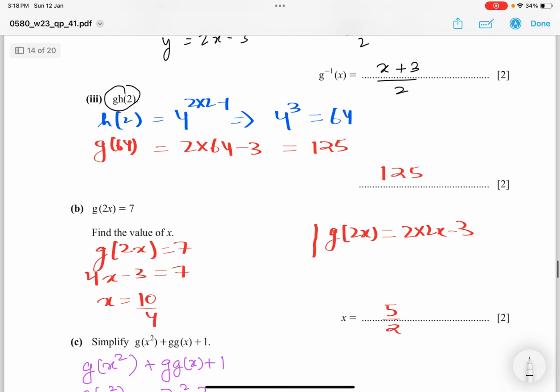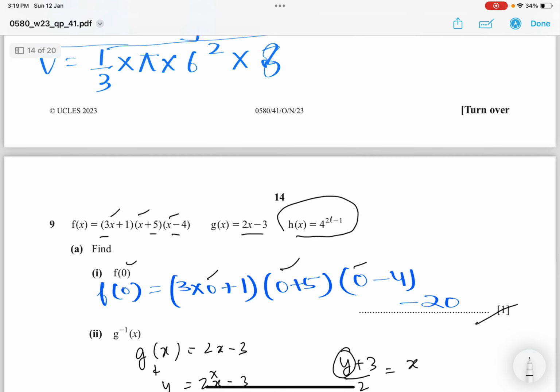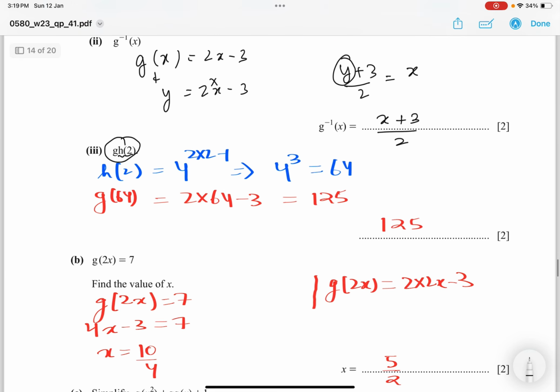Now we have to find g(h(2)). To find gh(2), we will start from inside. We will find h(2) first. So our h function was this. So we'll replace x with 2. It would give us 4 to the power 2 times 2 minus 1. It is 4 cube and 4 cube is 64. Now we will put that value 64 in g function. That will result in 2 times 64 minus 3, that is 125.